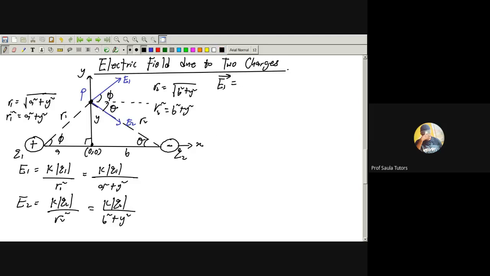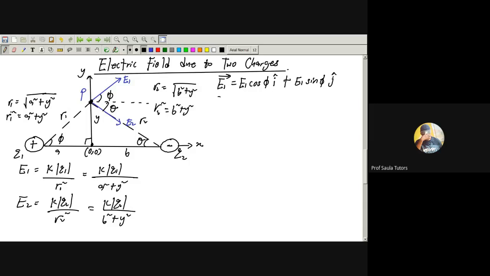Don't forget, if I resolve it to the x-axis, I'll be having E1, the magnitude, then cos phi, then I. And remember, if I resolve it to the horizontal, you observe that it will be facing this direction. That's positive x-axis. If I resolve it to the vertical, it will be facing this upper direction. That's y-axis. So positive E1 sine phi G. That's what I have there.